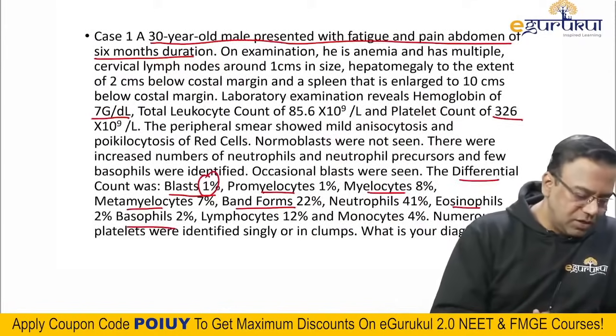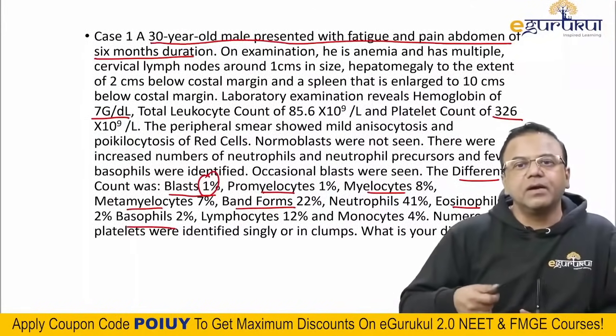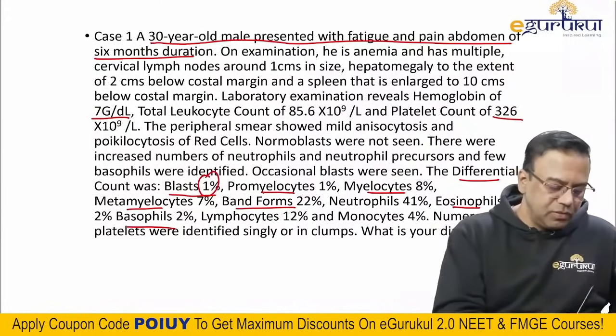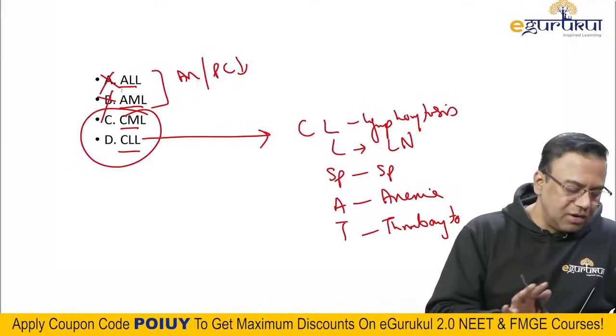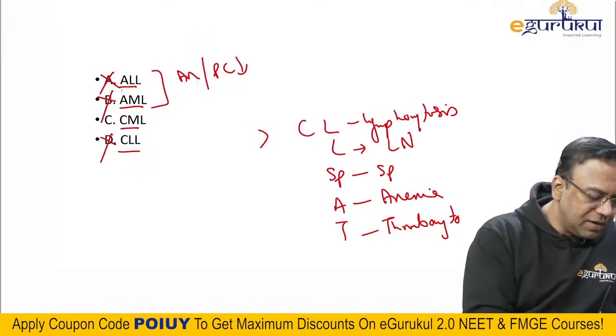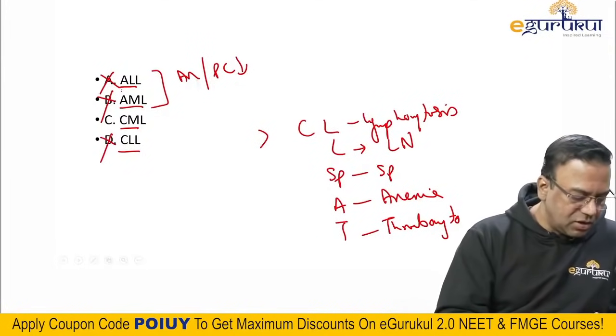Okay, look at the question. They give you myelocyte, metamyelocyte, promyelocyte. They're all precursor series for myeloid, right? Not lymphoid, not CLL, not lymphocyte. So this is definitely going to help you eliminate. The answer is not CLL. This is nothing but chronic myeloid leukemia.